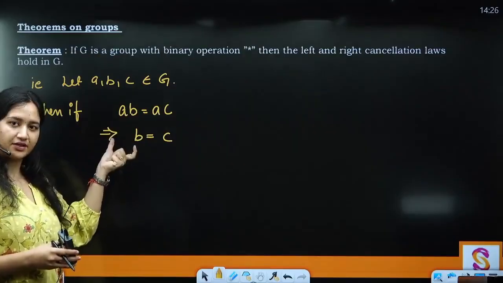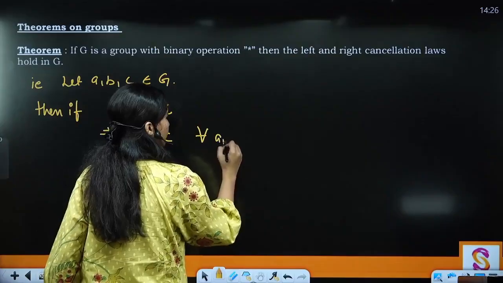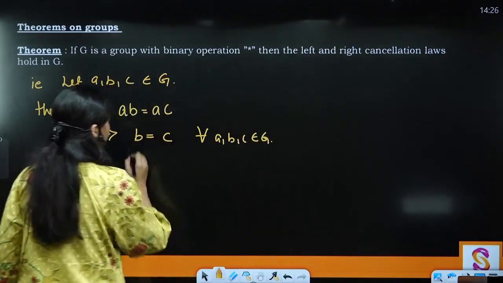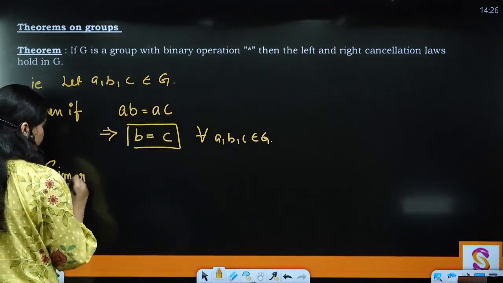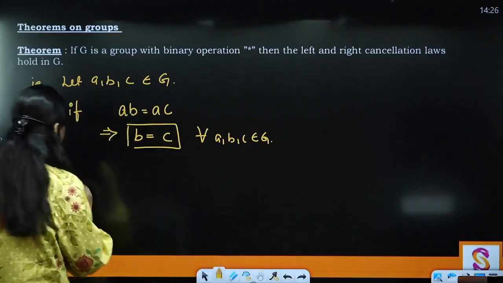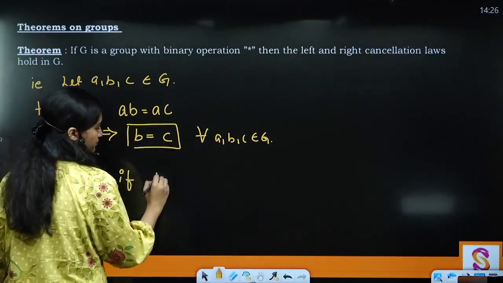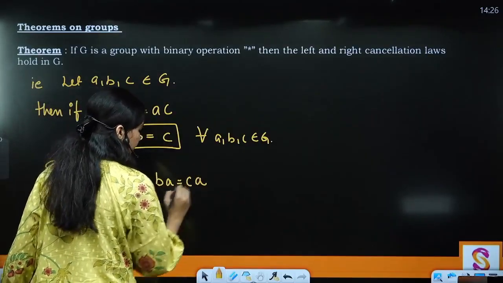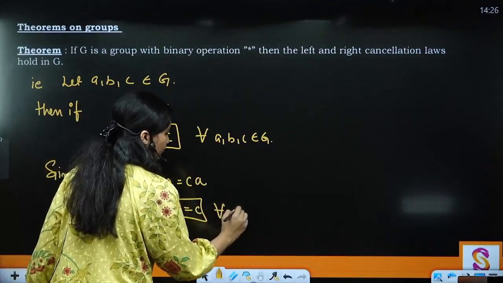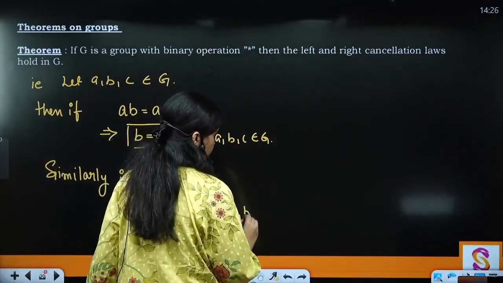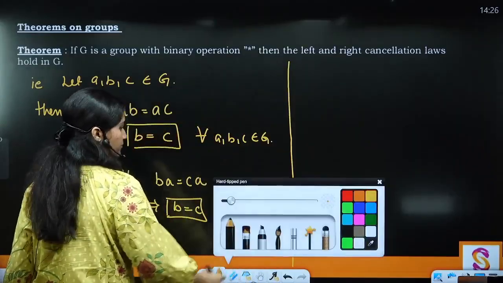That is, when I am talking about left, right? So I can say that b is equal to c, and this is going to be true for all a, b and c belonging to G. And similarly, if ba equals ca, this implies that b equals c, okay? And this is also true for all a, b, c belonging to G. Now let's take the proof for it. Very simple proof.